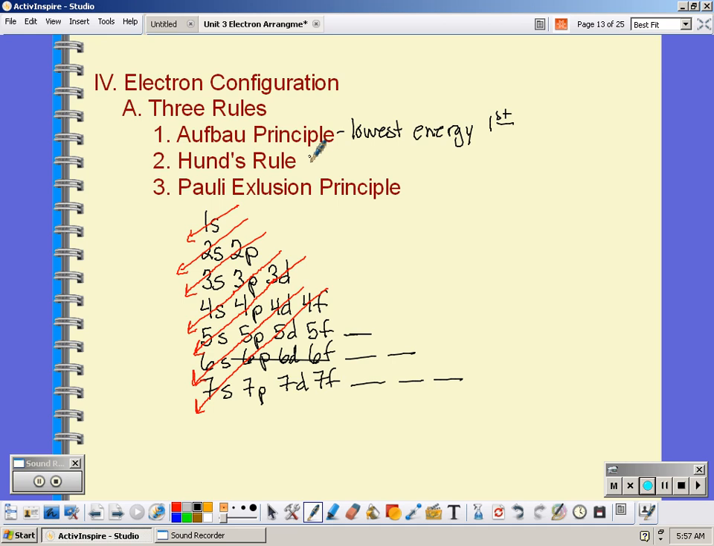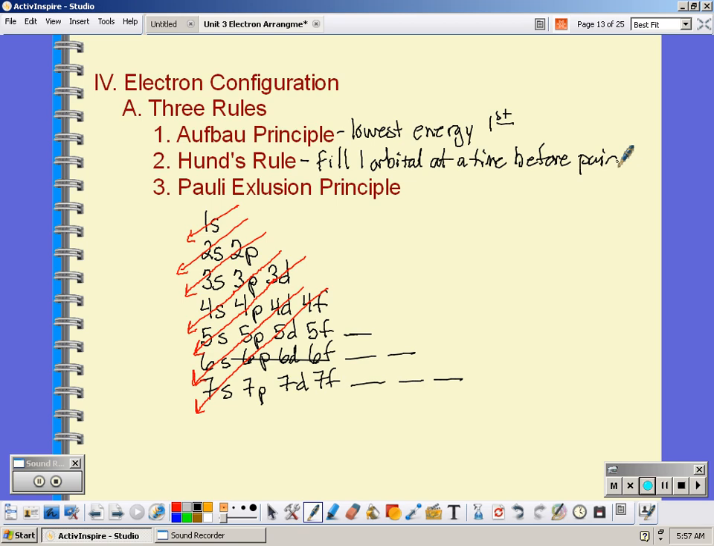So Hund's rule says that if you have more than one orbital, the electrons fill one at a time before they pair. So that's like getting onto a city bus with a bunch of strangers. You're not going to want to sit next to the stranger, you're going to want to sit in the empty seat. Once all the seats are filled, then people start sitting together. Electrons do the same thing. If there's an empty orbital in that sublevel, they'll fill the empty orbital first, then they'll go back and pair.